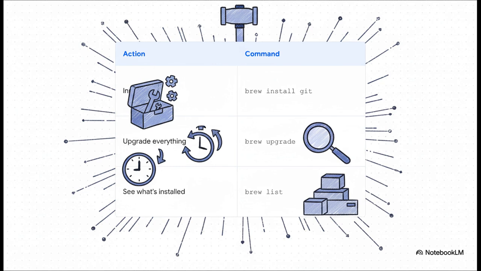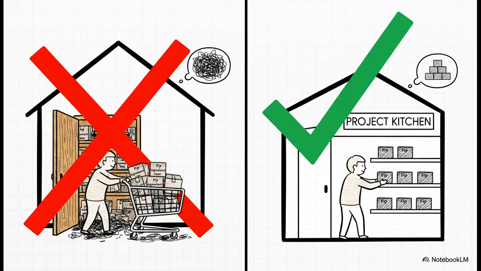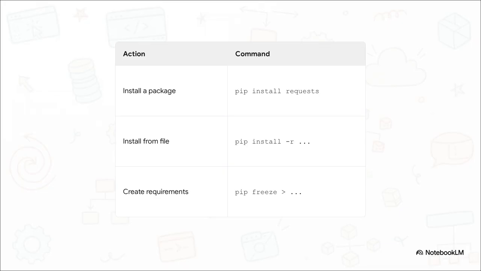If you master just these three, you are honestly 80% of the way there. Now, let's talk about pip. Pip is for buying your ingredients, your Python packages. But here's the golden rule. You have to burn this into your brain. You never use pip in the main house. You only use pip once you are inside one of those specific isolated project kitchens, what we call a virtual environment. And again, super simple.